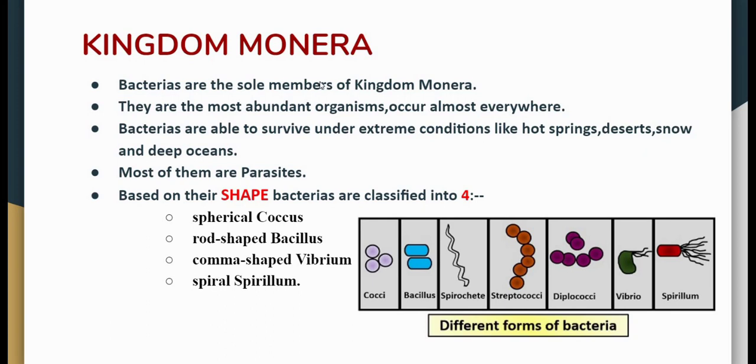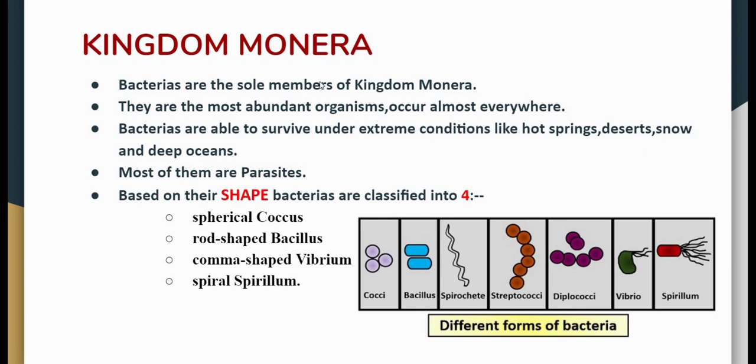When speaking about bacteria, they are microscopic and they are the most abundant organisms, occurring almost everywhere. These bacteria are able to survive in almost all conditions. They are even able to survive in extreme conditions like very hot springs, deserts, snow, and even in deep oceans. And most of them are parasitic.